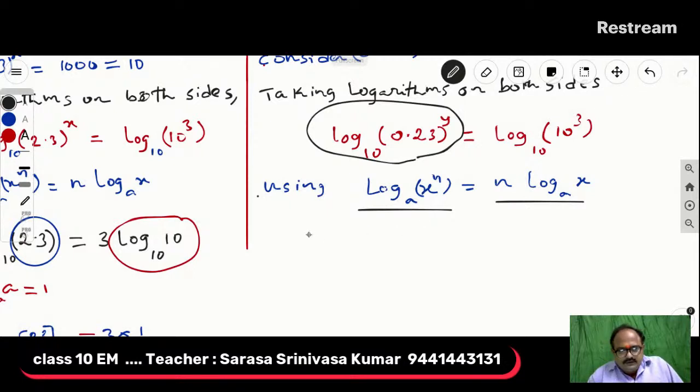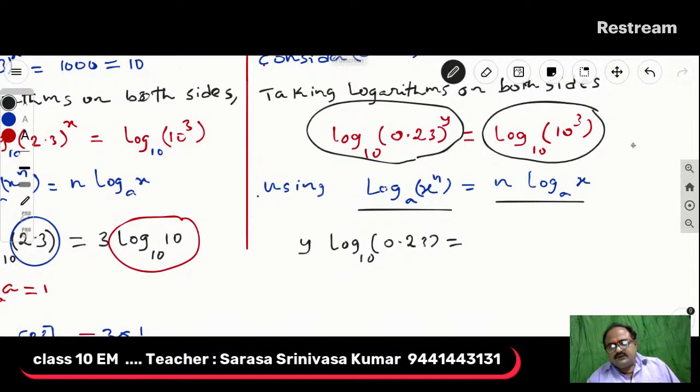So we write y log 0.23 to the base 10 equal to, now we consider the right hand side. It is also in the form of log x to the power of n to the base a, and it can be written as n log x base a. So we write 3 log 10 base 10.